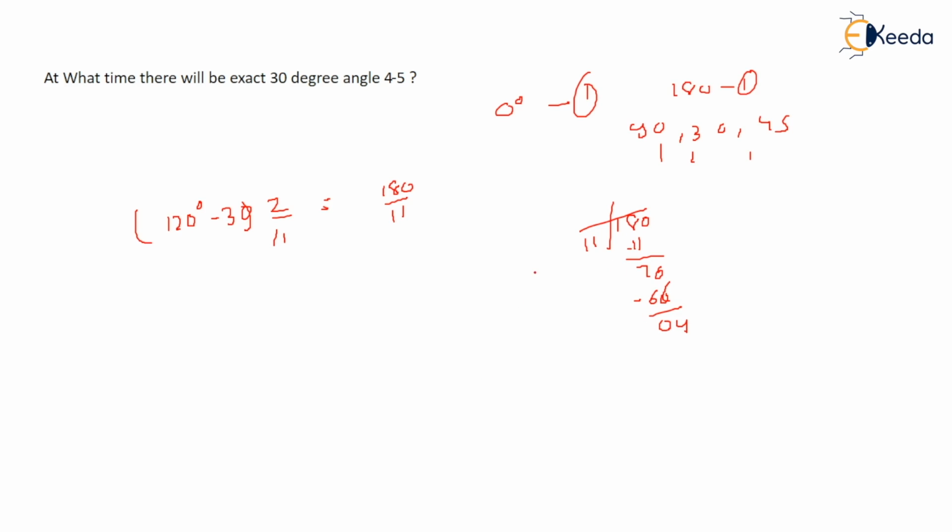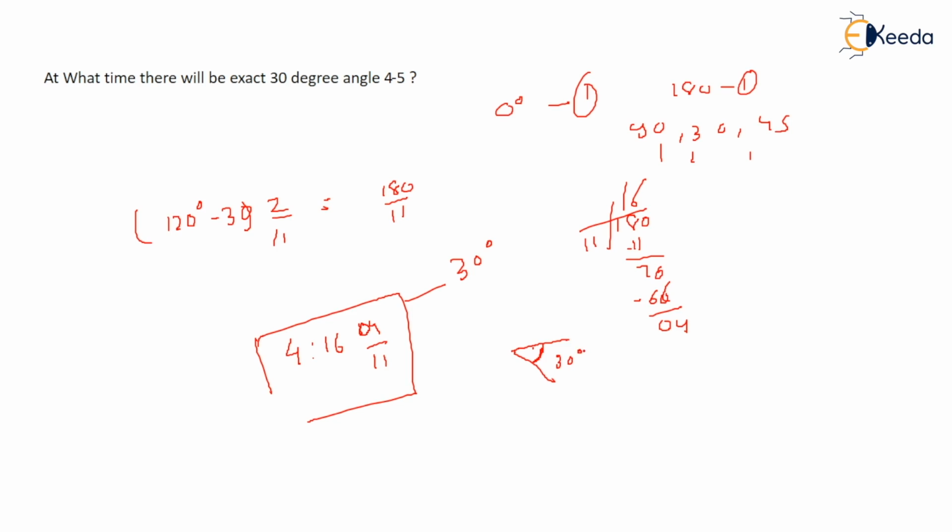So 180 by 11, after solving, this comes out to be 16 and 4 by 11. So after 4 hours, 16 minutes and 4 by 11 seconds, this will be exactly 30 degrees. You can check by your own, just make 4 and this is 16 minutes approximately. So you can see that this is somewhere making exactly 30 degrees. So this is how you can make it. Thank you.